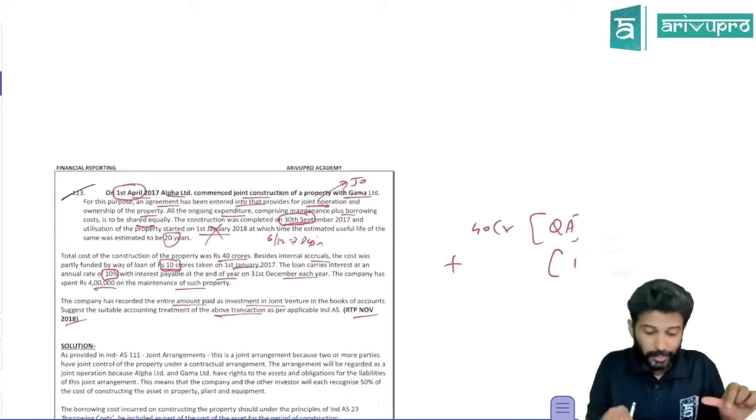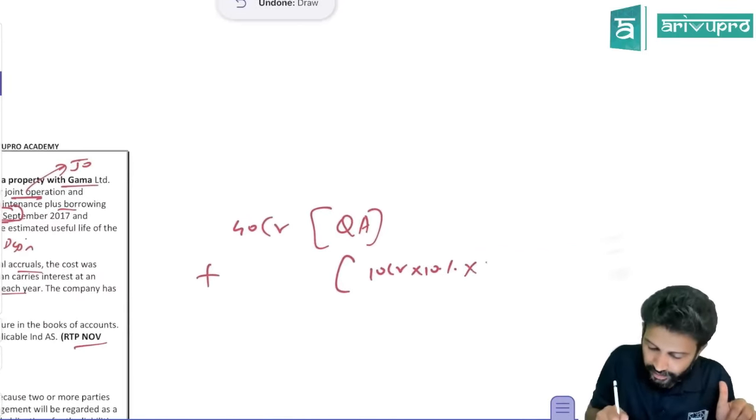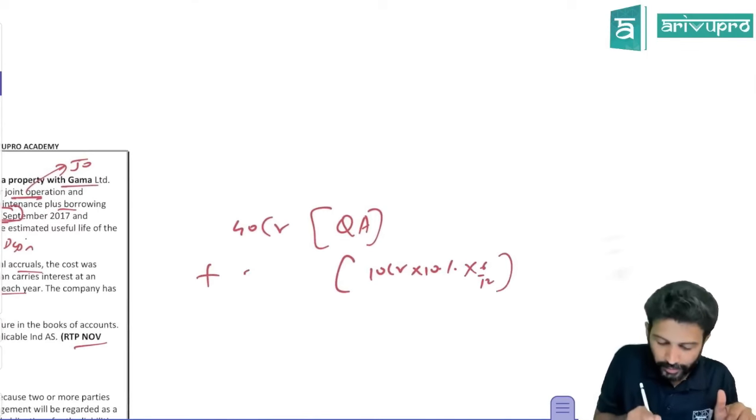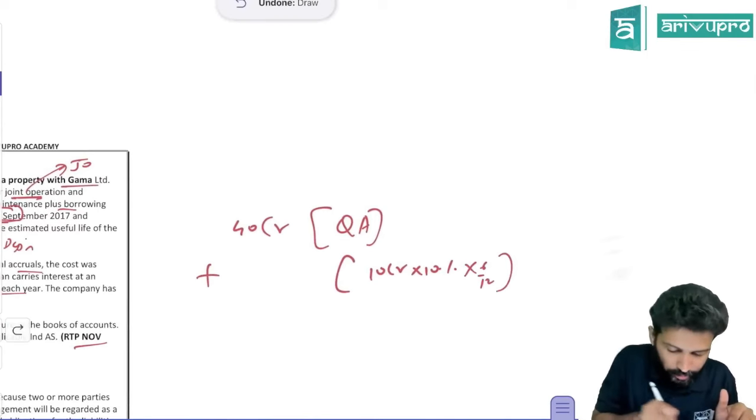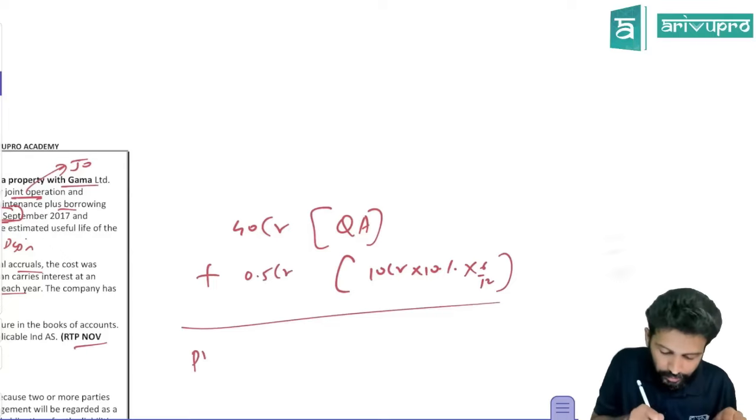No. What was your construction period? It started from April and ended in September. That means only 6 months. So only 6 months' interest you shall capitalize, which will be 50 lakhs, or can I say 0.5 crores. So 0.5 crores interest you shall capitalize. That means the value of this property, plant and equipment will become 40.5 crores.